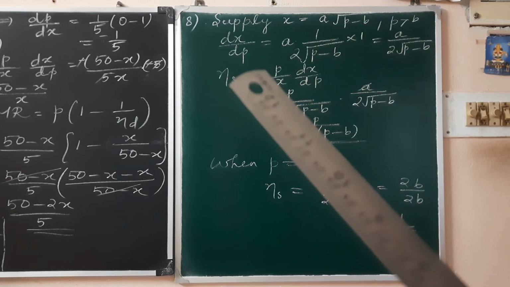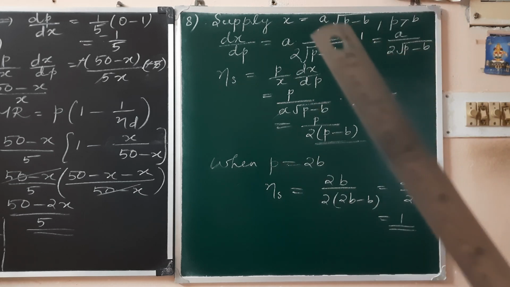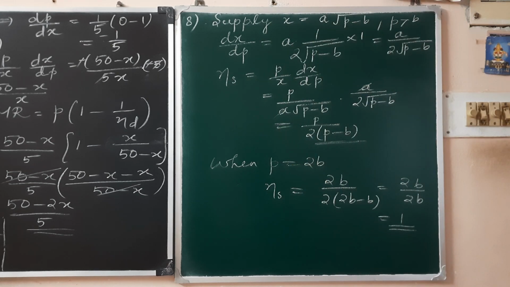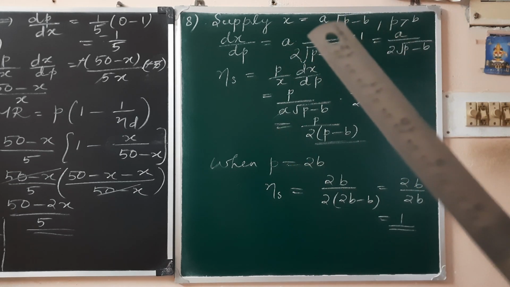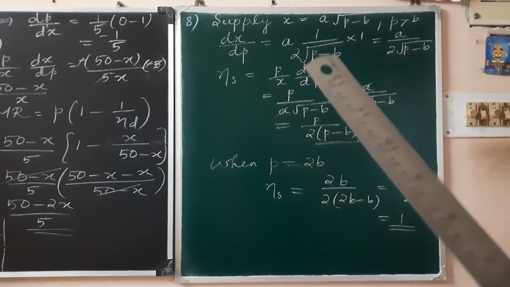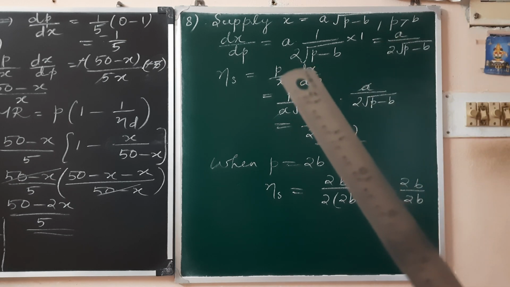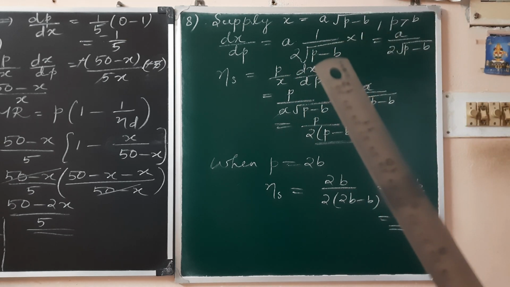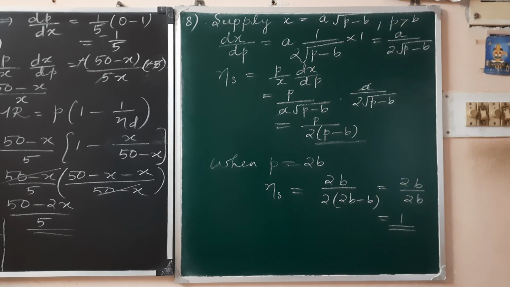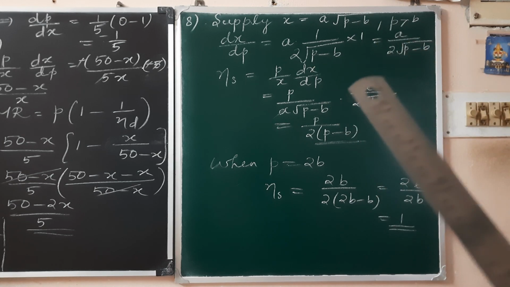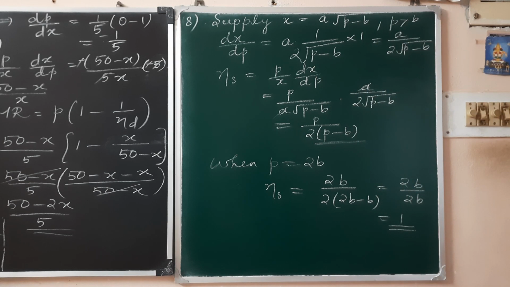So the differentiation dX by dP is A, the constant, which is a coefficient, into the derivative of root of (P minus B), that is 1 by 2 root (P minus B), into the derivative of (P minus B). When P is differentiated you get 1. Then for B, I told you it is a constant, so it will be 0. So A by 2 root (P minus B). That is what dX by dP is.